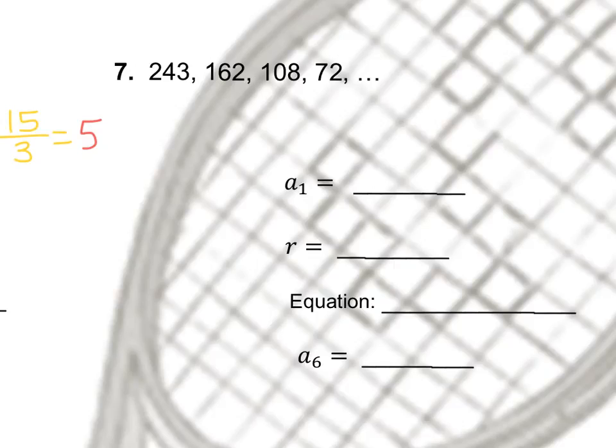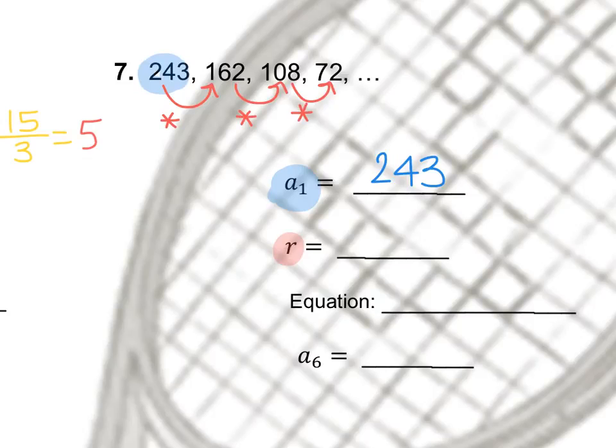Okay, so problem 7, I need to start off with A1. A1 is which number in the pattern? Right, the first. And what is the first number in this pattern? Yup, 243. Okay, so now I need to find R. I've got to figure out what my ratio is. So I need to figure out what I'm multiplying by every time to get the next number in the pattern. Well, this one's a little bit tricky. So I'm going to have to do my division. I've got to figure out what is 162 divided by 243. That's going to tell me what R is.